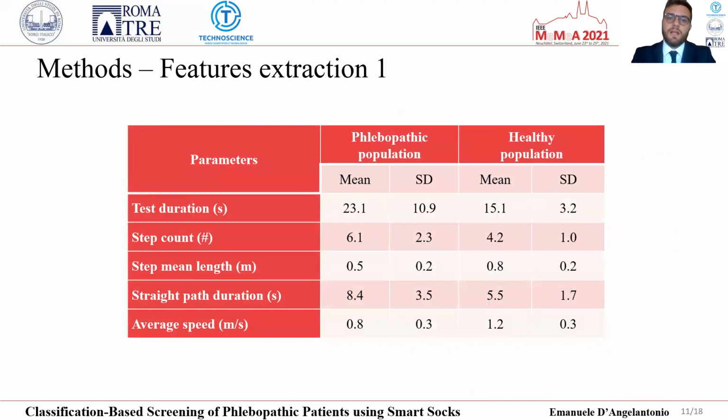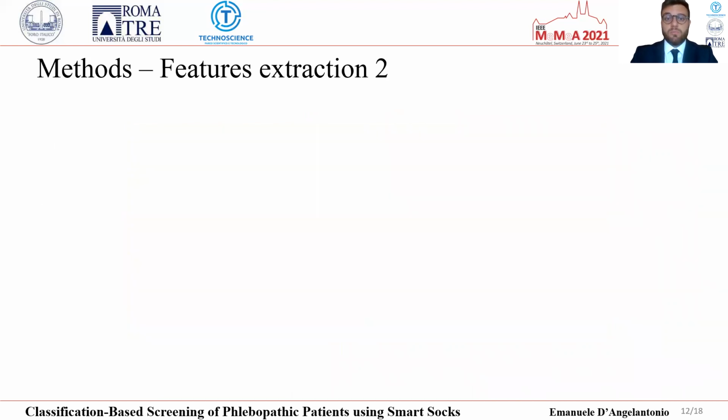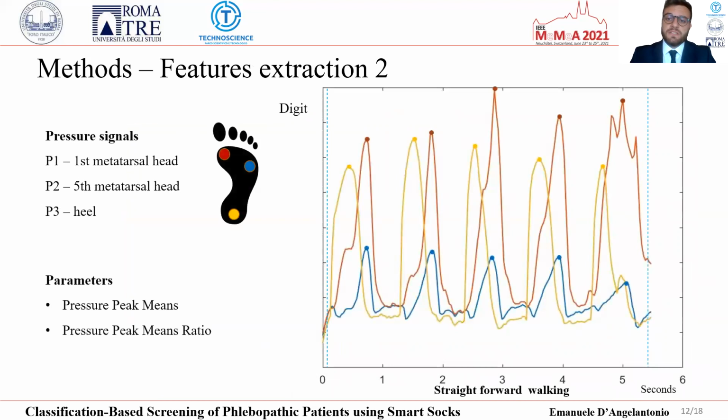In addition to the previous spatiotemporal parameters, also some pressure parameters were added. They were extracted from digital signals provided by the socks' pressure sensors under the foot sole, as shown here in the figure. We included the only available uncalibrated values as adequate description of six selected features that are the mean of pressure peaks of each sensor, naturally, and their reciprocal ratio.